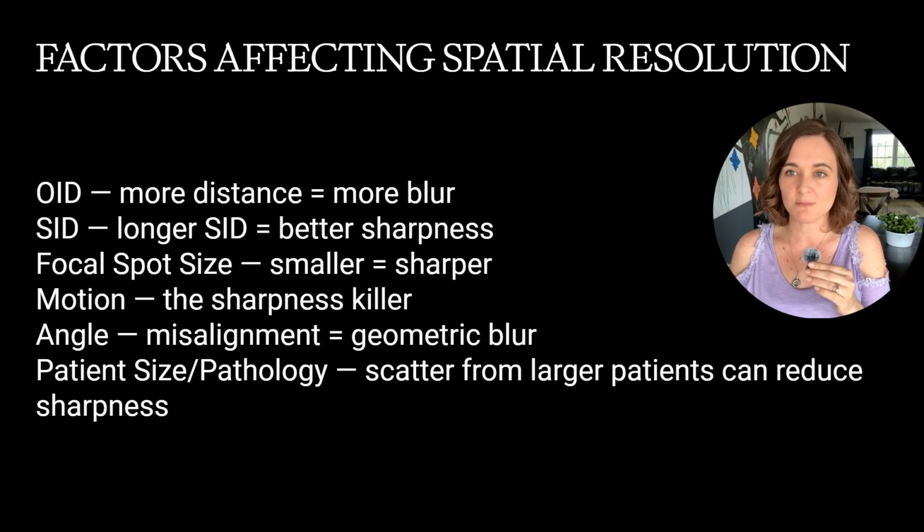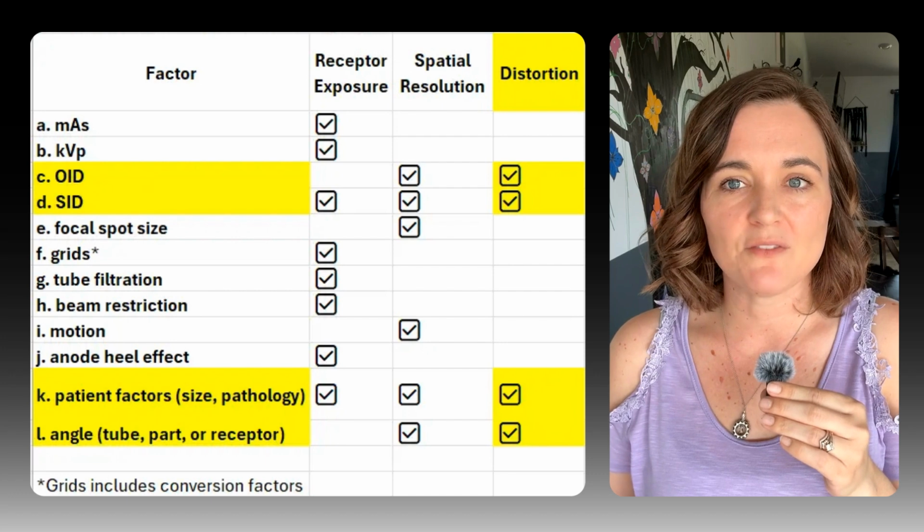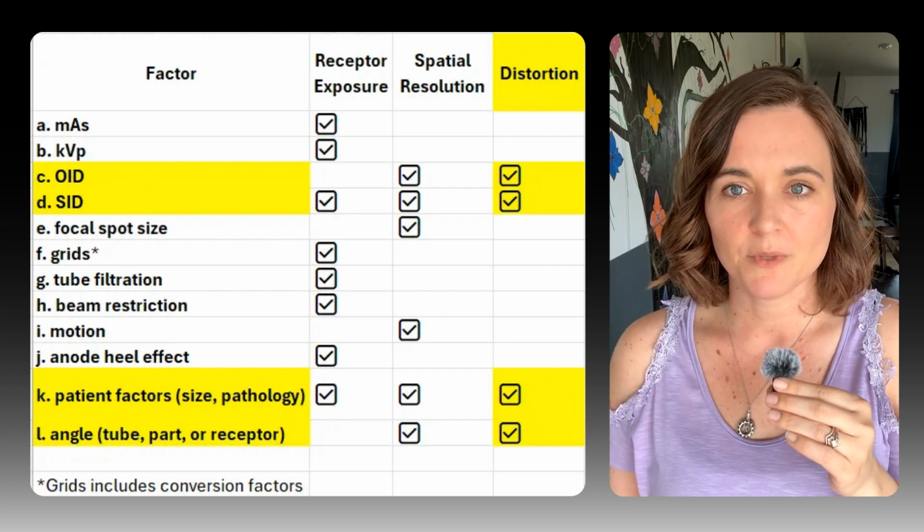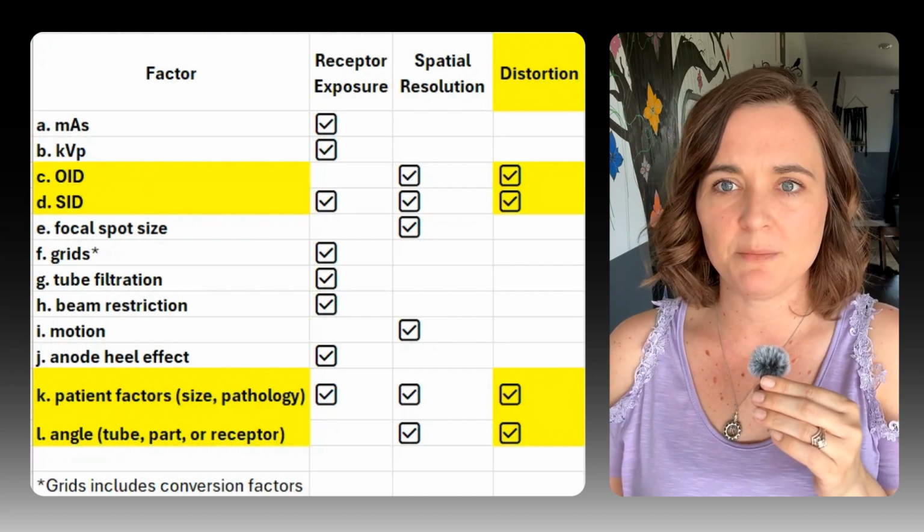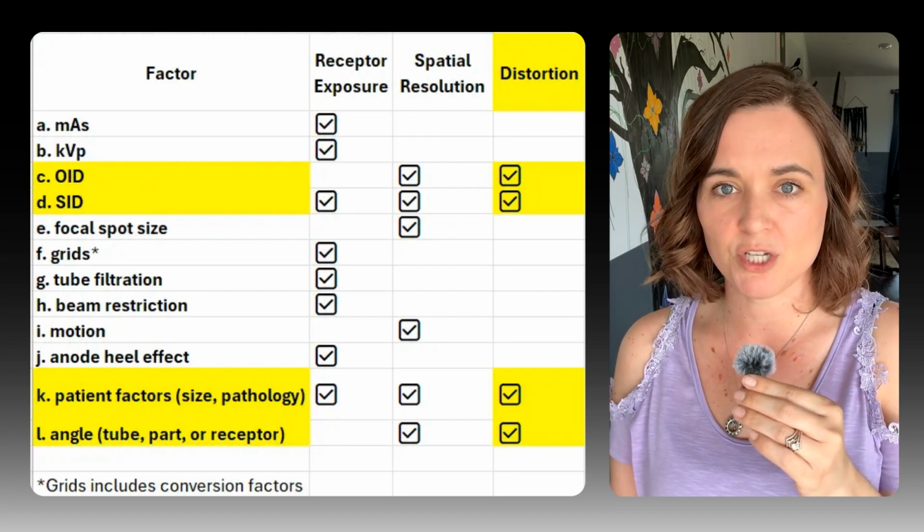And your patient size and pathology. Scatter from larger patients can reduce sharpness. Think, anything that spreads out the beam or causes movement degrades resolution. Lastly, we have the factors affecting distortion. Distortion's when the anatomy appears on the wrong side or it's the wrong shape.